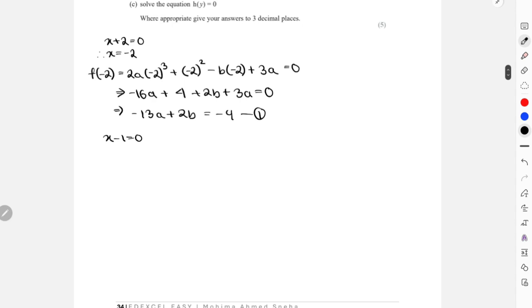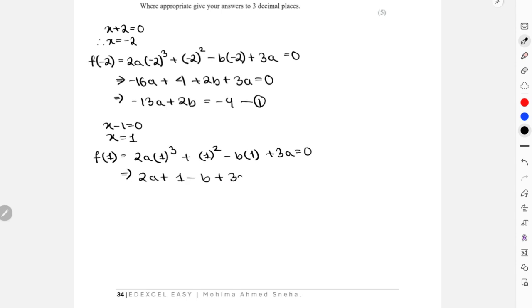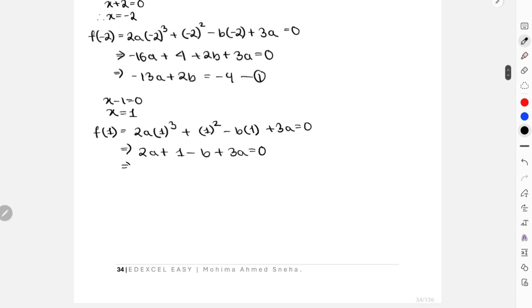And then the other equation was x minus 1, so for that x minus 1 equals 0, the value for x is going to be positive 1, so f(1) turns out to be 2a(1) power 3 plus 1 power 2 b(1) plus 3a equals 0, and you have 2a plus 1 minus b plus 3a equals 0, which is basically 2a plus 3a is 5a minus b equals minus 1. This is again equation 2, and I can usually do elimination easily by multiplying this with 1, this with 2.